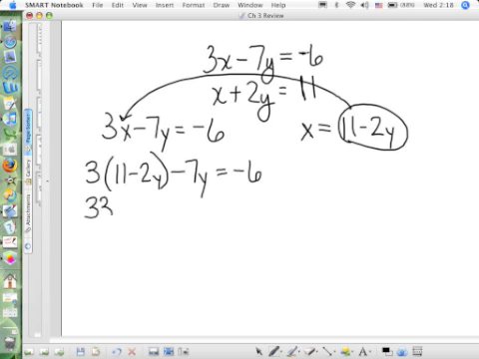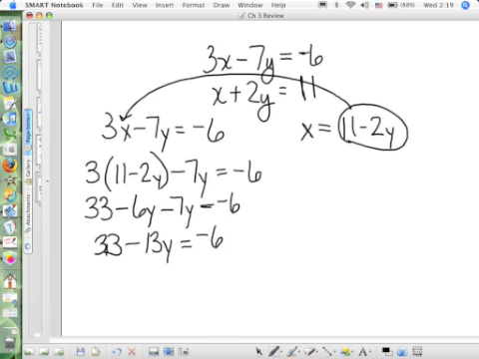Distributing, I have 33 minus 6y minus 7y equals negative 6. So that'd be 33 minus 13y equals negative 6. Subtracting 33 from both sides, negative 6 minus 33 is negative 39. And when you divide both sides by negative 13, y has a value of 3.